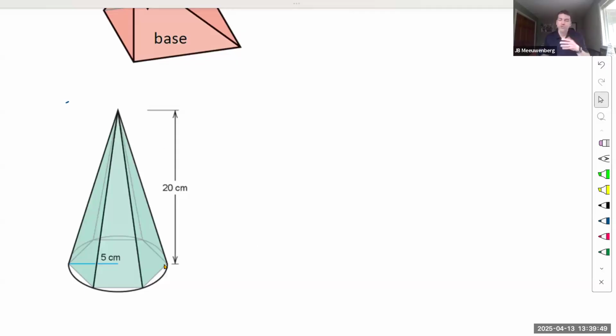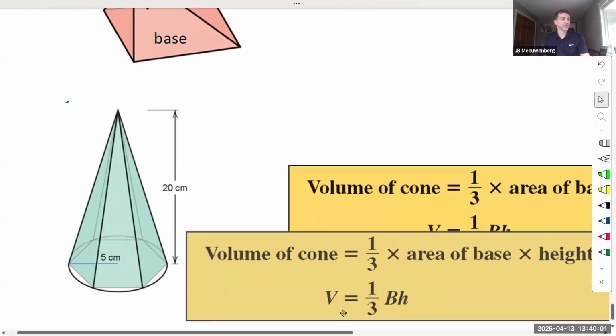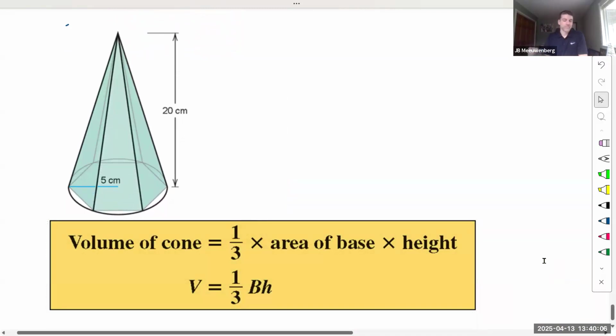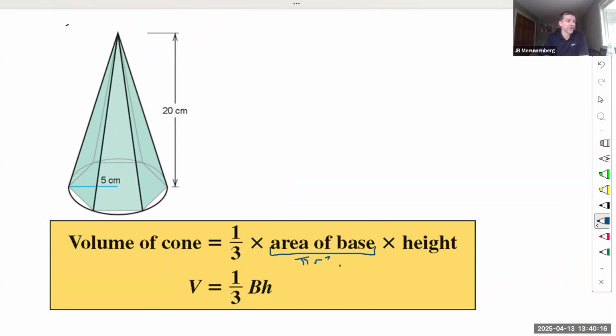Mathematically, when you prove it, you do it by starting with prisms or pyramids with different bases and go from there. So when you're working again with the volume of a cone, this is going to be your formula. You're going to find the area of the base, which, because it's a cone, it'll be circular, pi r squared, times the height, and then you take 1/3 of that value.